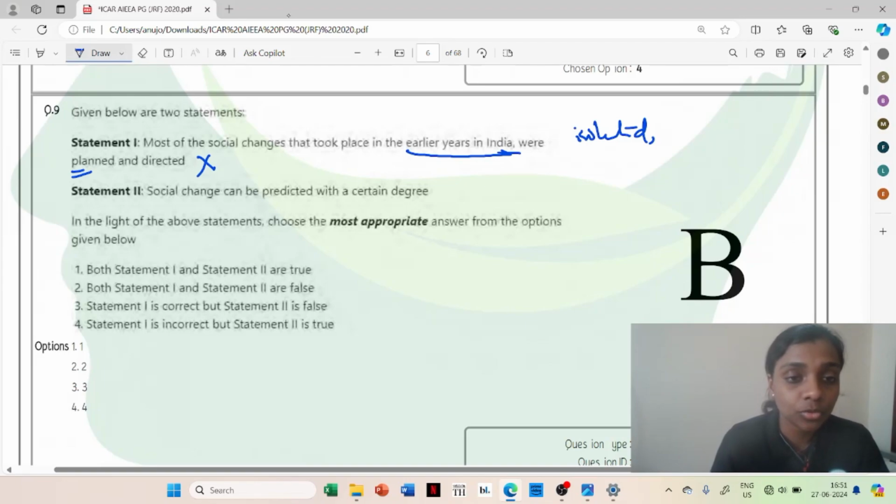Okay, the second statement, social change can be predicted with a certain degree. This is also a wrong statement. We cannot predict it. Okay, so the first and second statements are wrong. Option B is the correct answer.